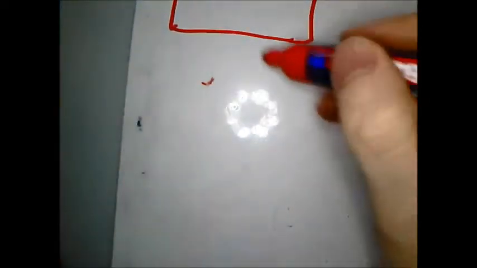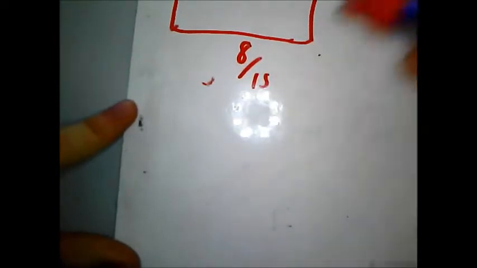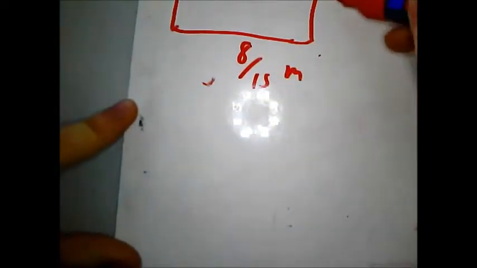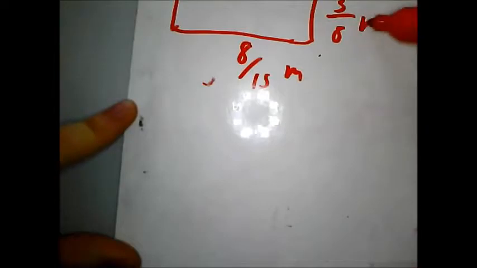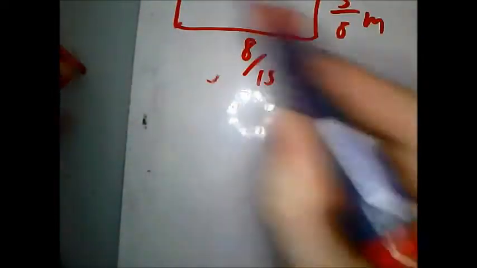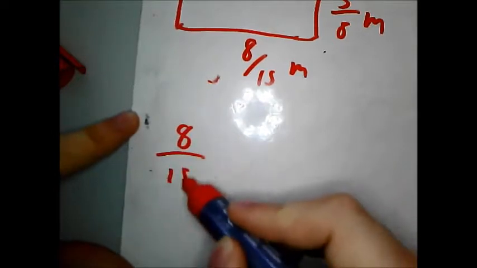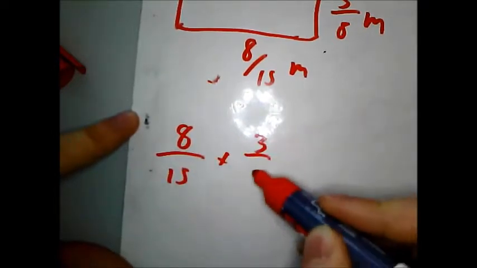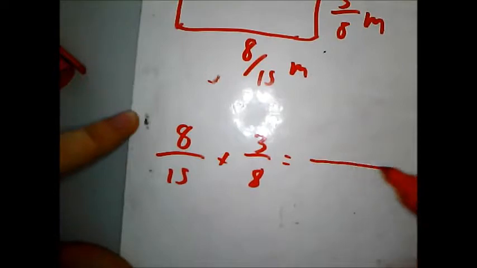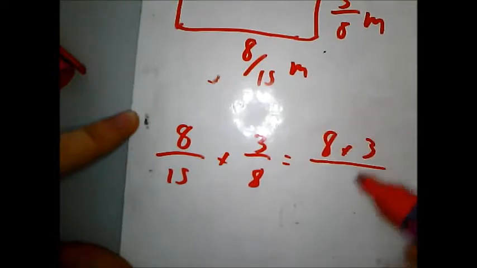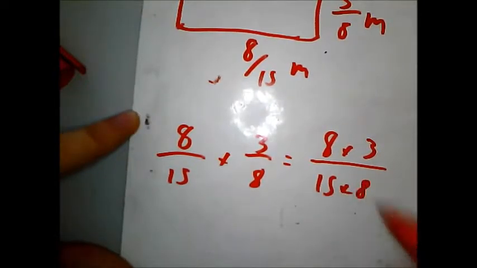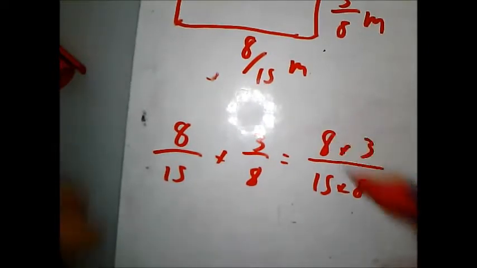And final 2 questions is calculate the area of this rectangle. So that's 8/15 meters, and that's 3/8 meters. So I know to calculate the area of a rectangle, it's the length times the width. So that's 8/15 times 3/8. So that's going to be 8 times 3 on the numerator and 15 times 8 on the denominator.